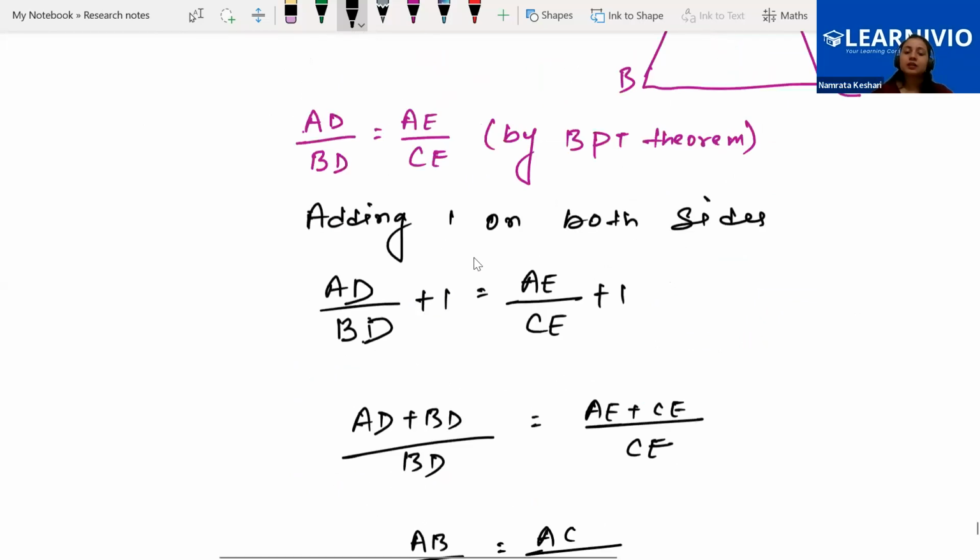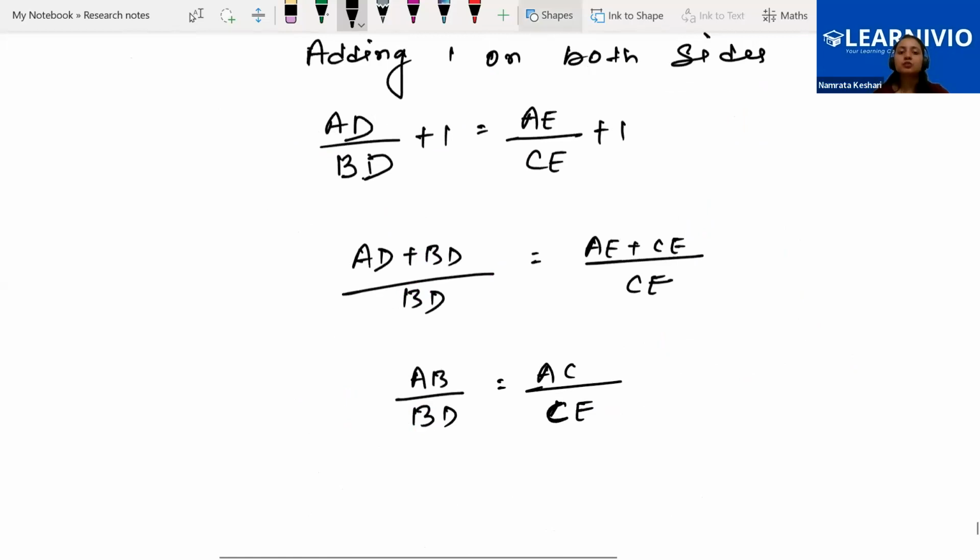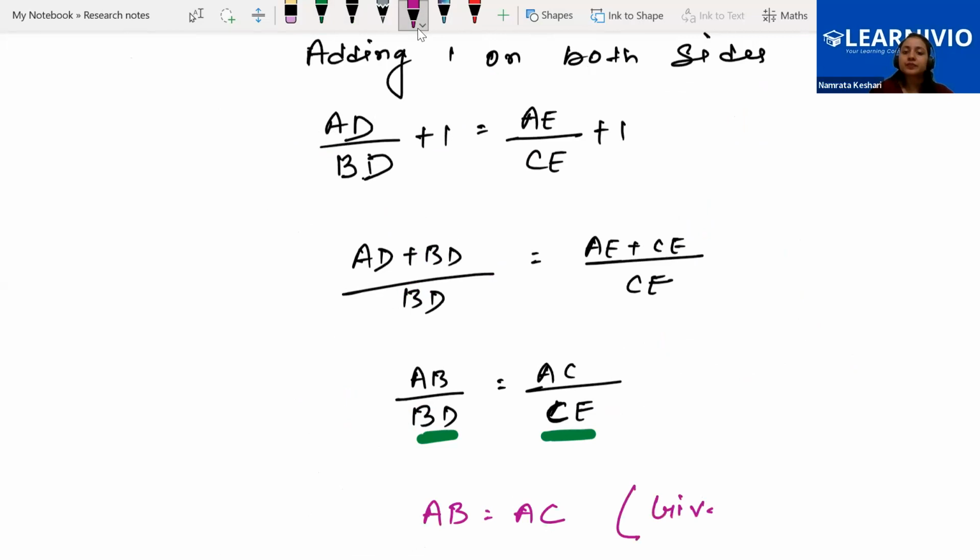Is it given that the denominator is already the same, BD and CE? Yeah, it is given. It is given that this denominator part is already the same. Hence, we can say numerator will also be the same. Okay, we will say that AB will be equal to AC. Hence, the given triangle is an isosceles triangle. Okay, since the denominator is the same, hence the numerator will also be the same. Getting it? Yes, ma'am.